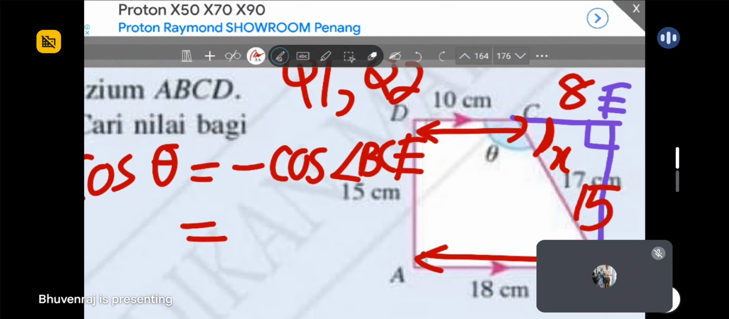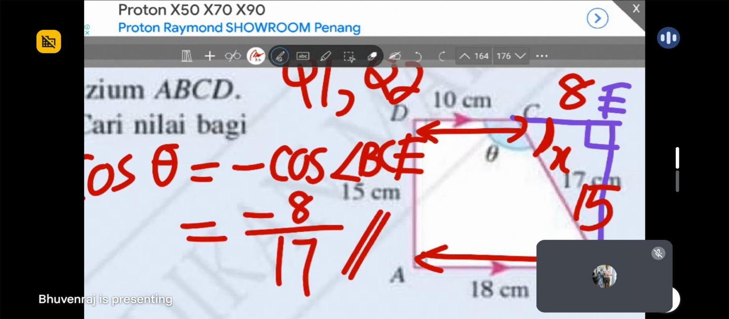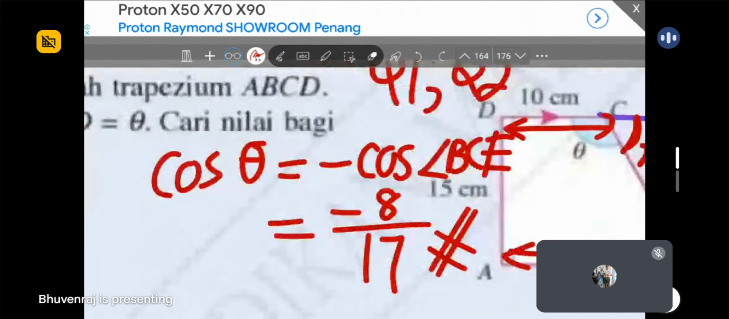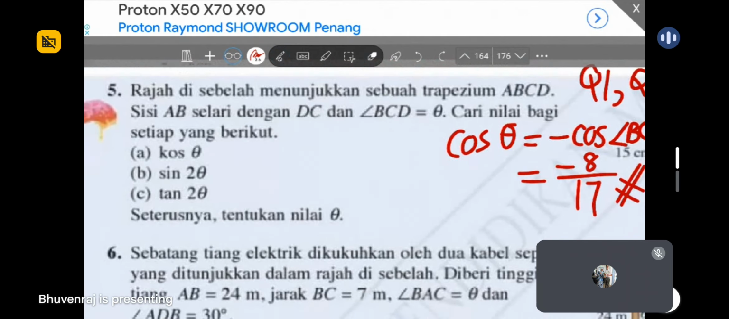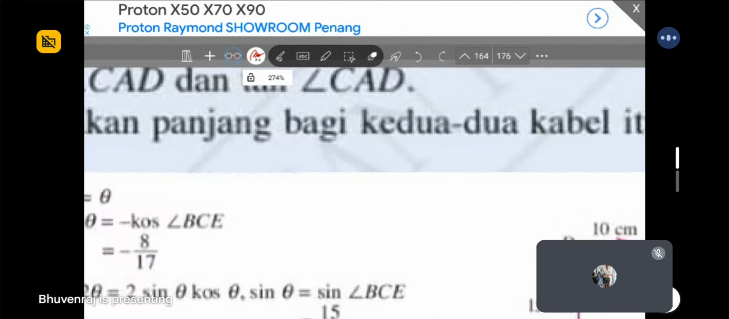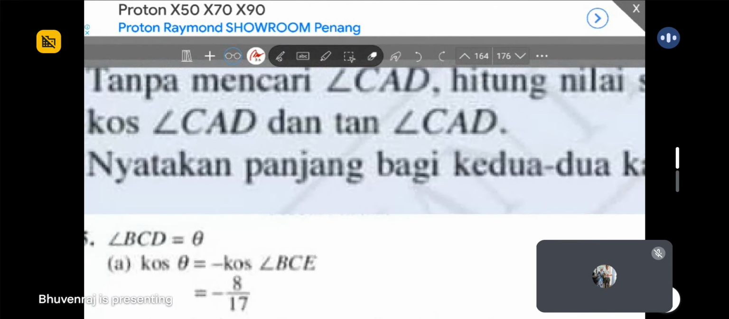Alright. Okay, so now adjacent over hypotenuse. So adjacent CE, which is 8. Bersebelahan. Hypotenuse BC 17. So we already get the answer. Dah dapat jawapan. You just need to find the value of cos theta. First step lah. Okay, so you will get this one. Okay, so negative 8 over 17. All right.